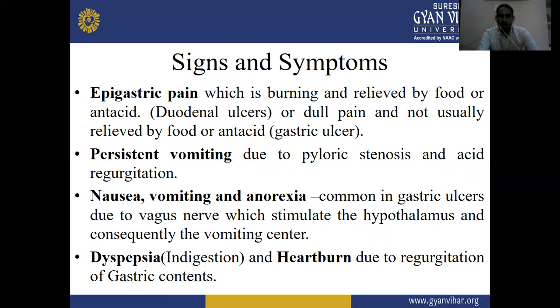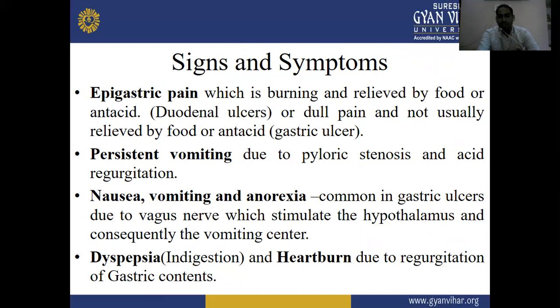Next one, signs and symptoms of peptic ulcer, like epigastric pain. Epigastric pain which is burning and relieved by food or antacids indicates duodenal ulcers, while dull pain not usually relieved by food and antacids indicates gastric ulcers. Duodenal ulcers are relieved by food and antacids, but gastric ulcers are not.